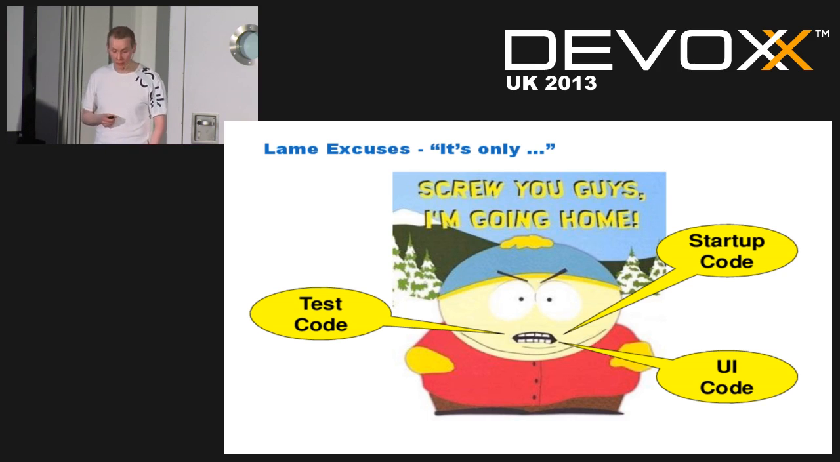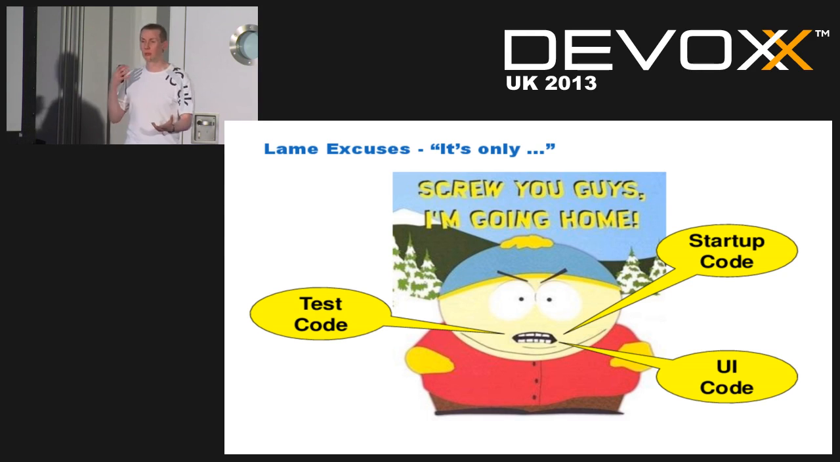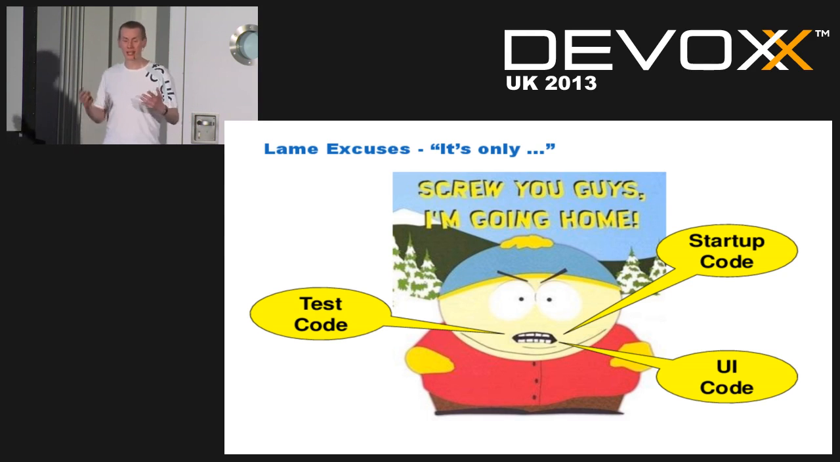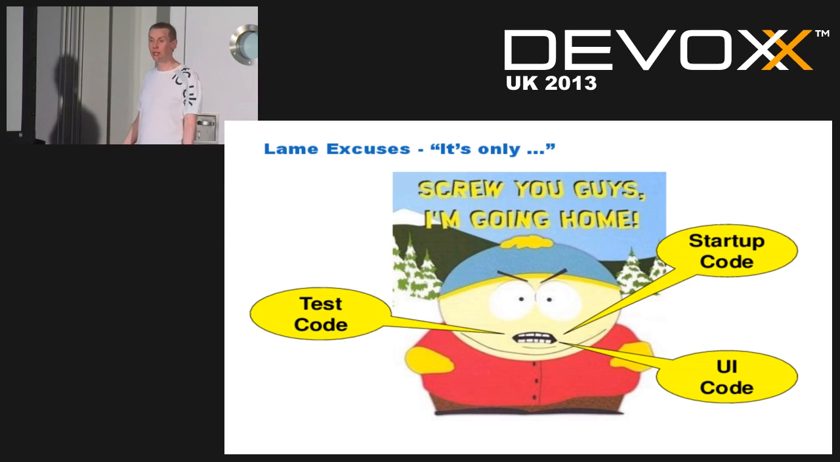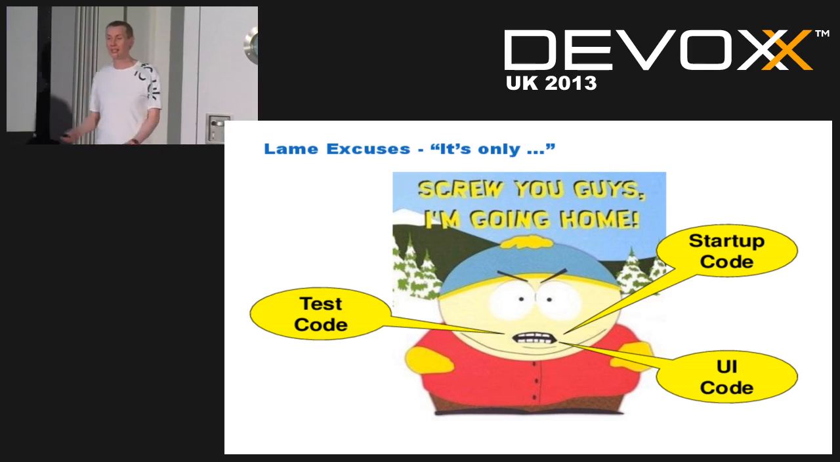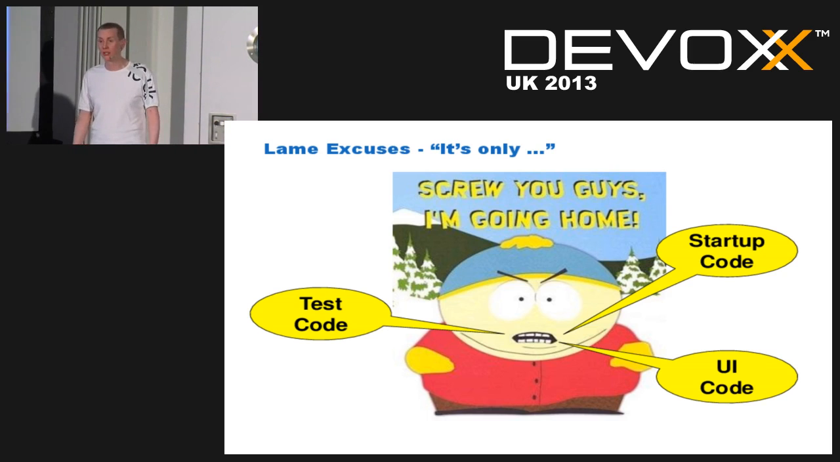The other thing I quite often hear is, it's only test code. Again, why do people write test code different than production code? That requires two ways of thinking. You've got to actually sort of go, I'm this person now. Oh no, I'm this person writing code in a different way. That's just hard. I can't do that. I'm just kind of one person who writes code.